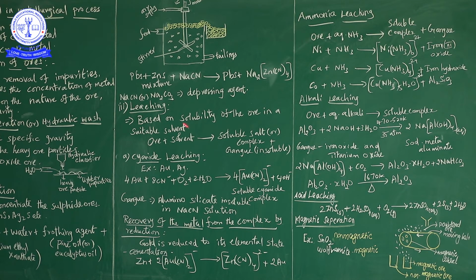The leaching process is based on the solubility of the ore particle. Depending on the nature of the ore, an oxide ore is concentrated by the gravity separation method, as we saw, and a sulfide ore is concentrated by the froth flotation process. Another method is based on solubility, that is, the solubility of the ore in a suitable solvent.